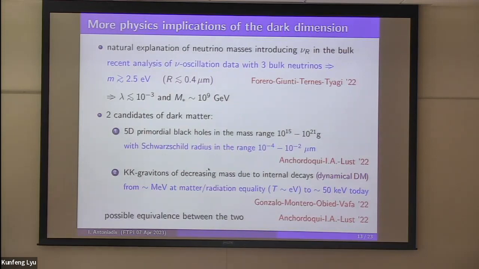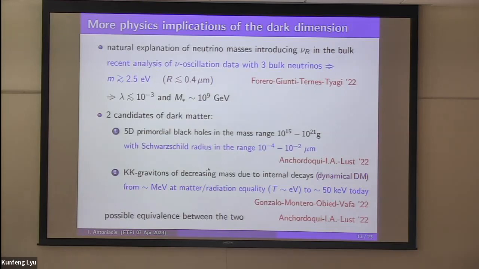The other possibility, from the group of Rafa, was that the dark matter could be the Kaluza-Klein excitations of the graviton, with decreasing mass due to internal decays. In principle the Kaluza-Klein excitations decay because the momentum along the extra dimension is not conserved. So in order to use the Kaluza-Klein excitations as dark matter, you need to assume that the violation of the Kaluza-Klein momentum is in some particular range. Otherwise they decay too fast or they live too long.